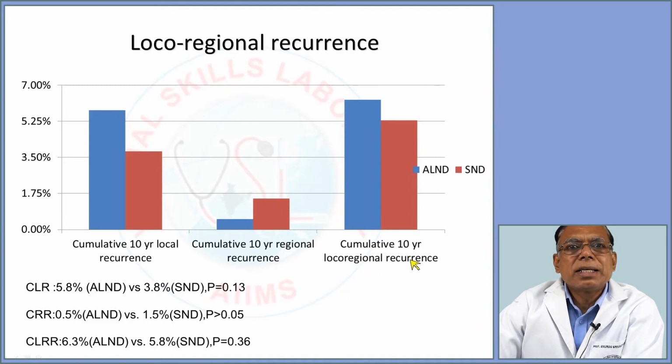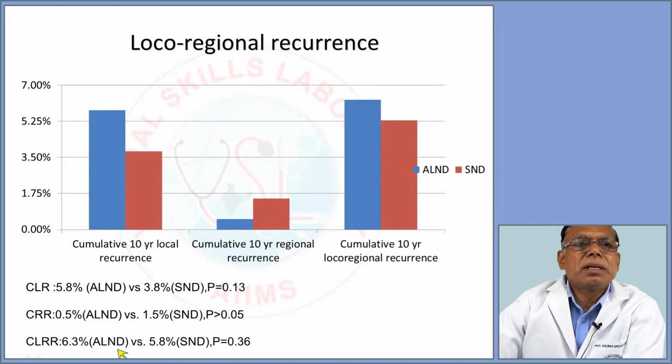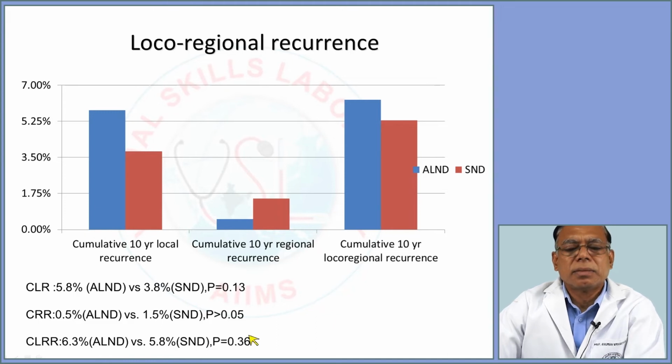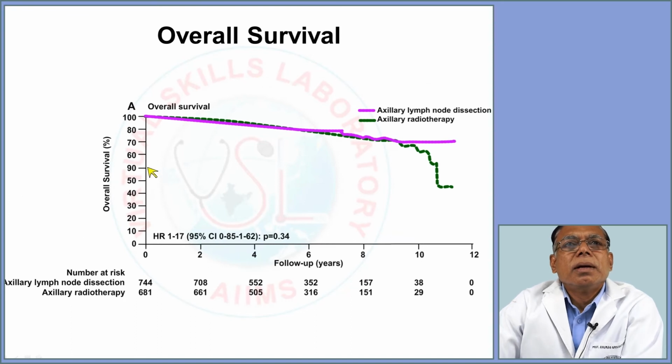Cumulative loco-regional recurrence, that is taking local plus regional together, was 6.3% in the ALND arm versus 5.8% in sentinel node biopsy, again no statistical difference. If we take the overall survival, with the purple line representing the data from women undergoing axillary node dissection and the green line representing those who had sentinel node biopsy, again there's no difference. The two curves almost overlap till the very end, and then there is a bit of divarication at the end of the follow-up.